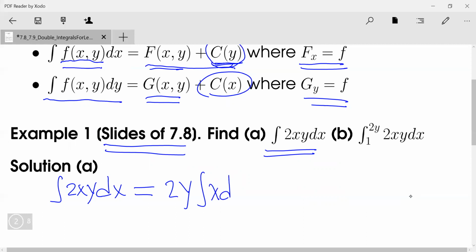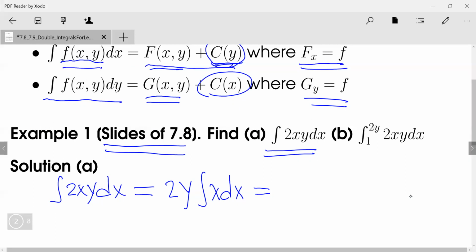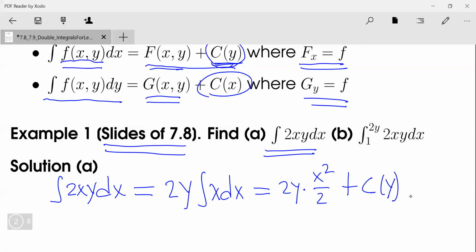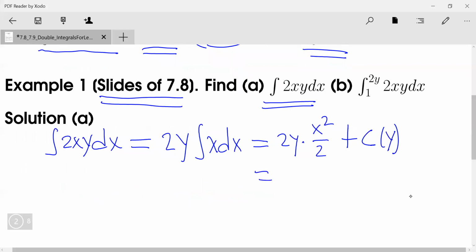Now we know well by the power formula, the antiderivative of x is x squared over 2 plus a constant with respect to x. And it could be a function of y, so we write it as c of y. Now, that's our answer. Let's simplify this. The 2 cancels, and we get y x squared plus c of y.